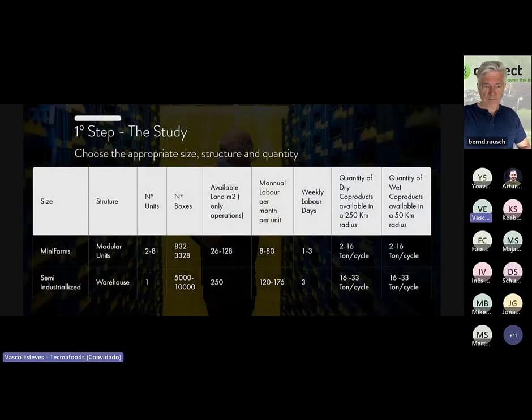So I would say step 1 is to decide what is the correct size for me. How big is my team today? Or if I'm starting from scratch, from zero, how big do I want my team to be? 1, 2, 3, 4. And by that, we have 2 models: mini farms, which are modular units that we can provide, fully operational with all the components, and we have all the data here.